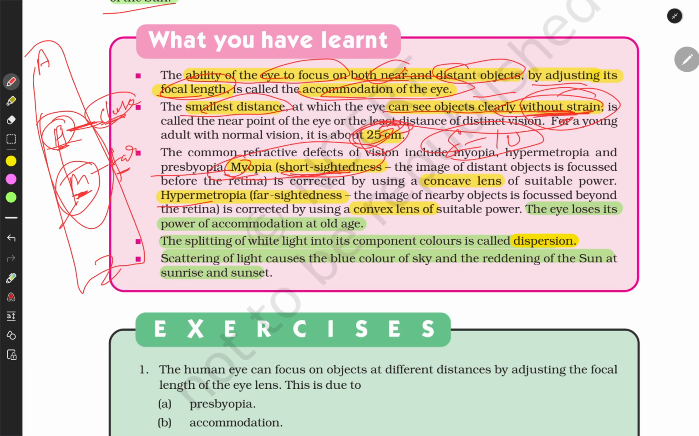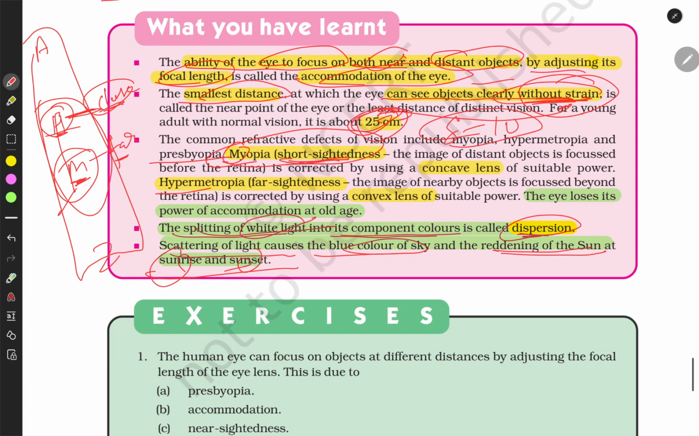The splitting of white light into its components is called dispersion. When light splits into its components by passing through a prism, it is called dispersion. And scattering of light causes the blue color of the sky and the reddening of the sun at sunrise and sunset. Here ends this chapter.